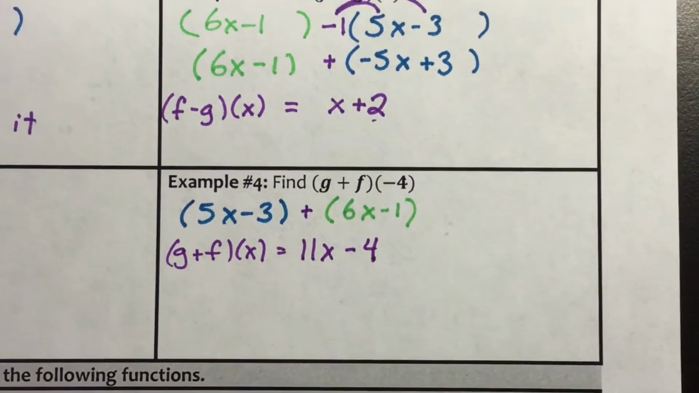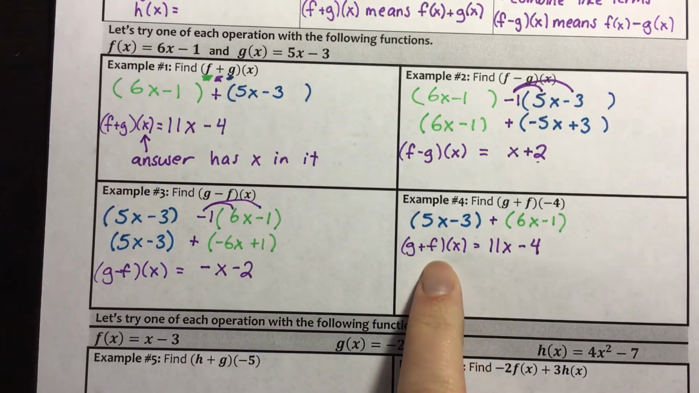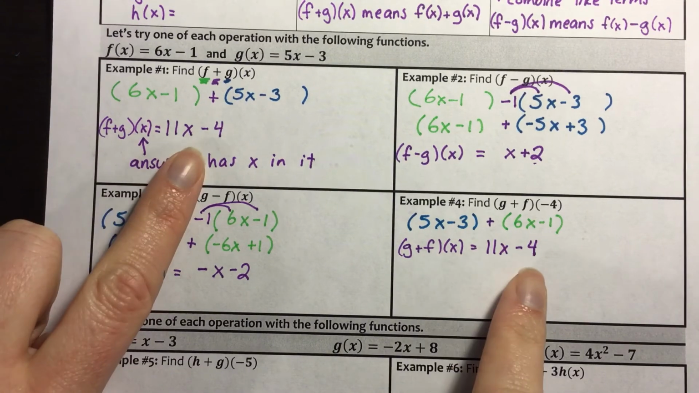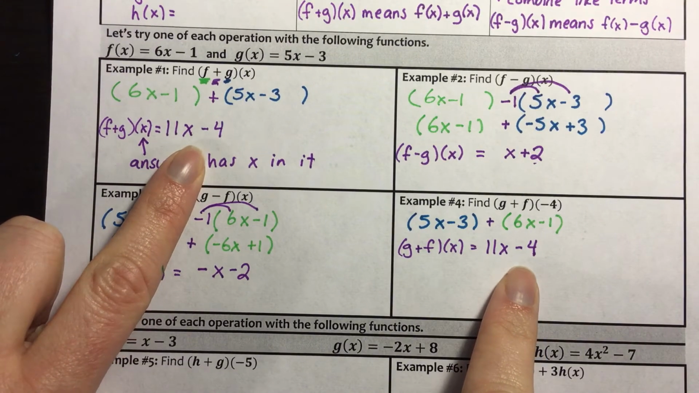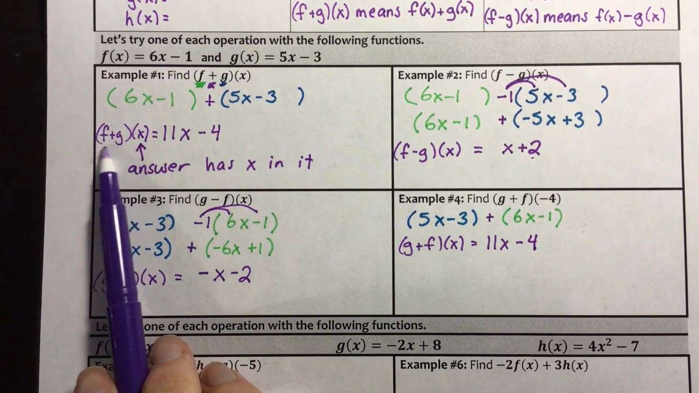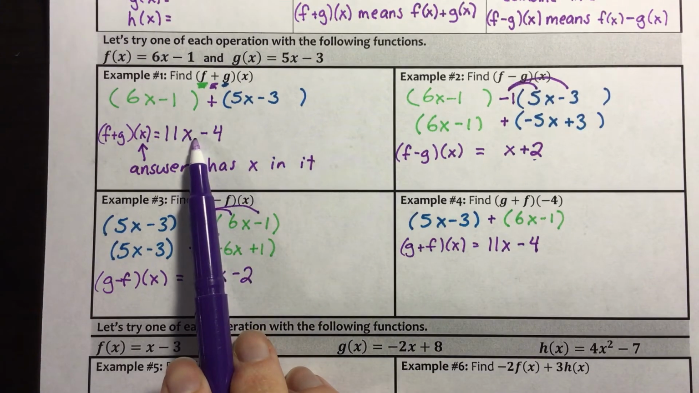Hey, look at that. We've seen that before. So it looks like g plus f of x is the same thing as f plus g of x. Same exact thing. Now, remember that if you add two numbers together or you switch their order, you get the same thing. Like 2 plus 3 is the same thing as 3 plus 2. That's the commutative property. So you are allowed to switch when you are adding, and you get the exact same thing.